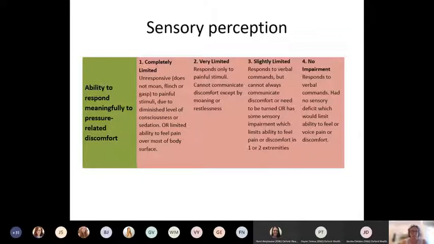So anything that could compromise somebody either receiving those messages or understanding those messages would be scoring here, really. And you'd be using your AVPU here as well. So somebody who's unconscious clearly isn't going to do any of that. But you might have somebody who's fully conscious but has a neurological condition and isn't able to sense anything. So that could be a spinal injury, but it could be something like motor neurone or MS. But also it could simply be a peripheral neuropathy.